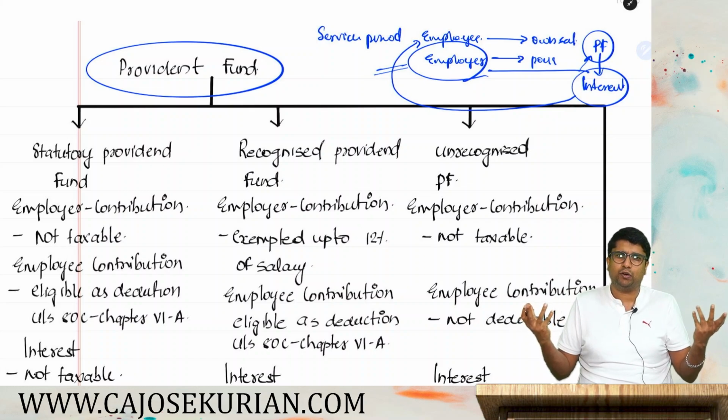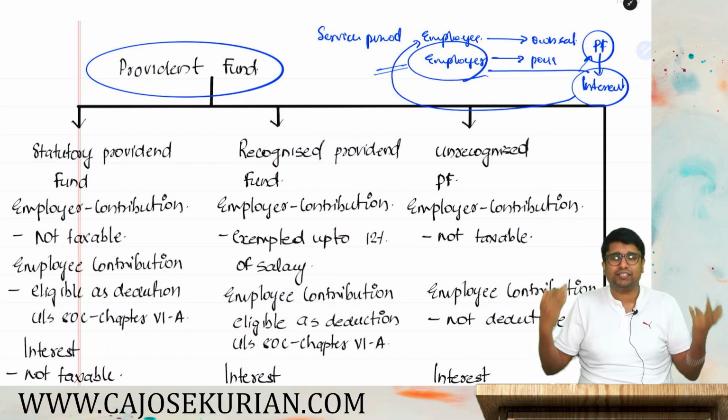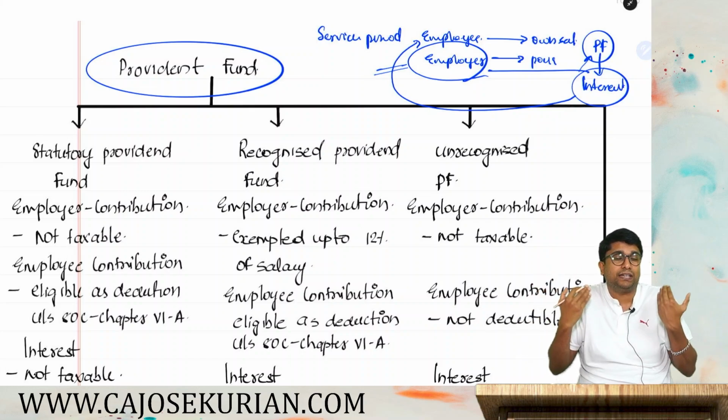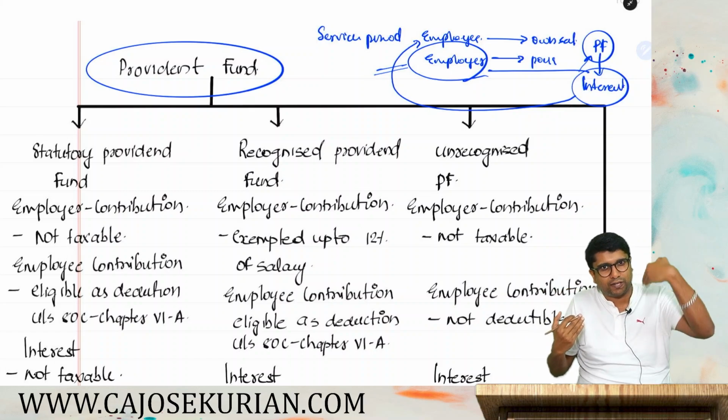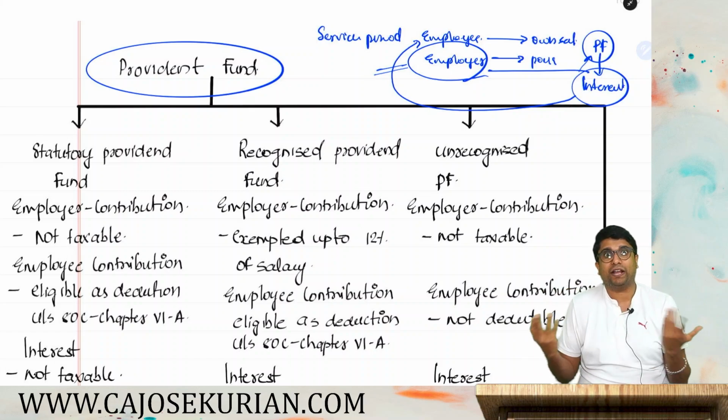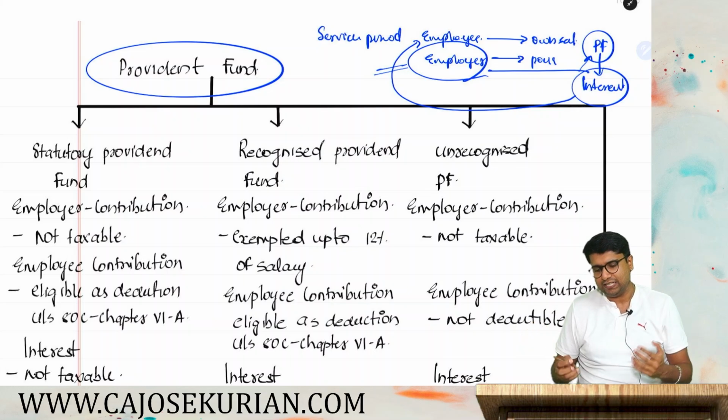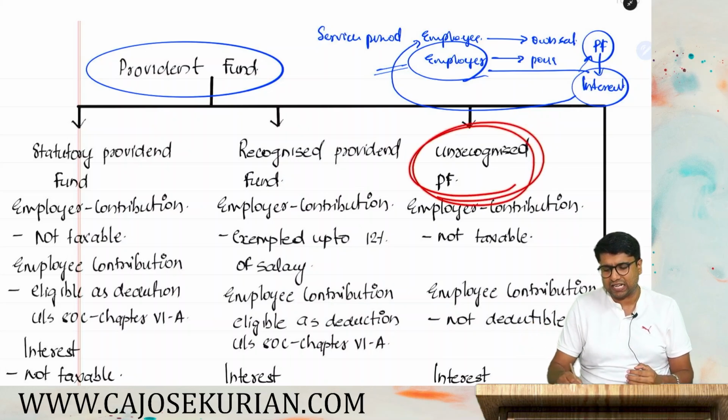An employer is maintaining their own fund and is not getting any recognition for that. It is not getting any approval from the income tax department for maintaining that respective provident fund. That respective fund, a private fund without any recognition, is called an unrecognized provident fund.